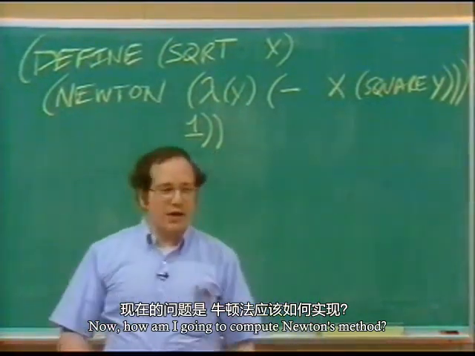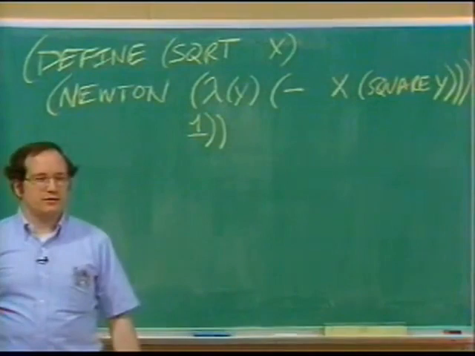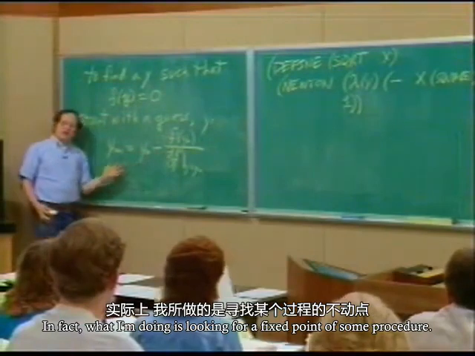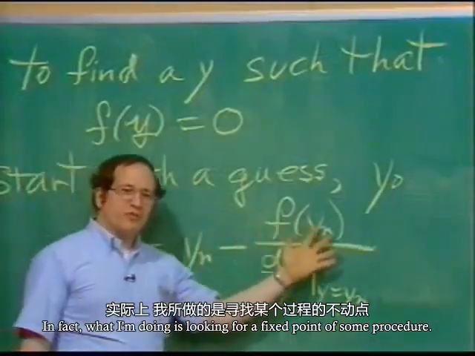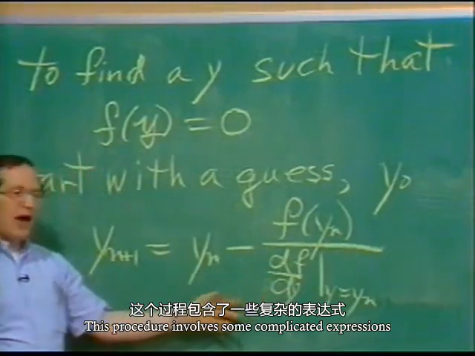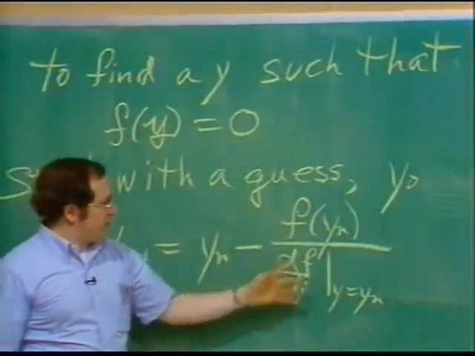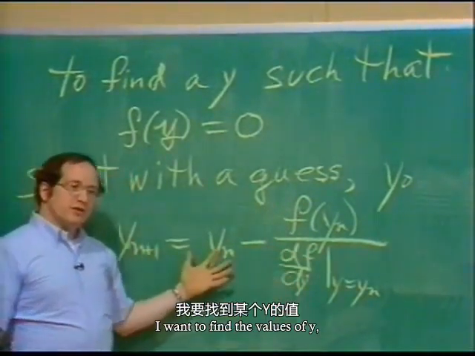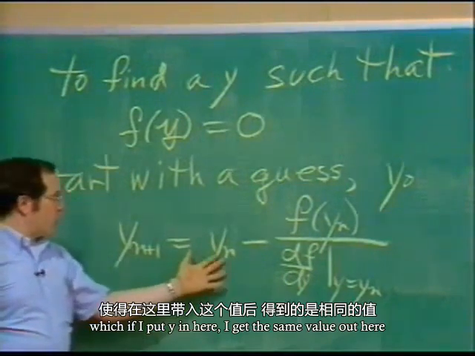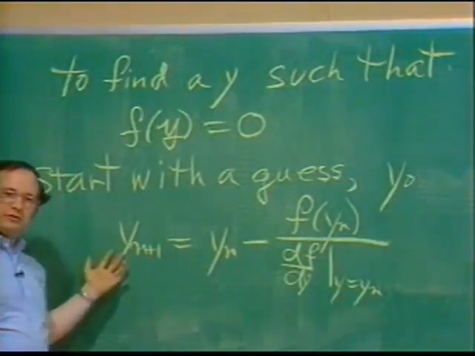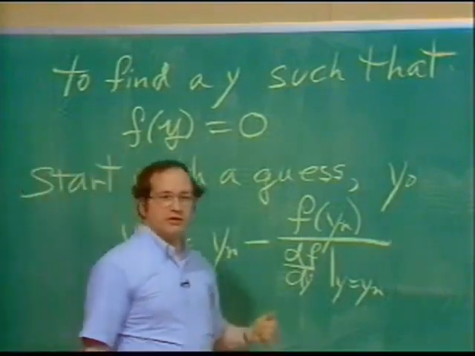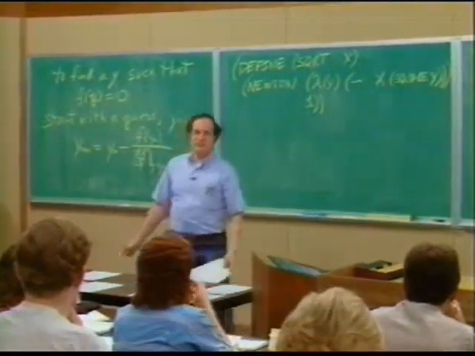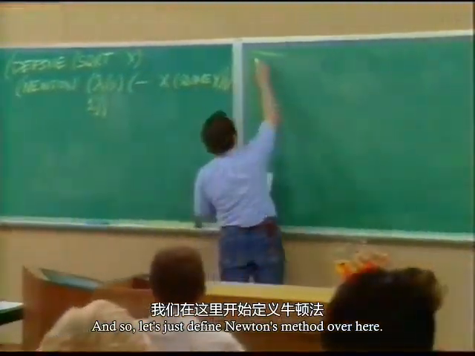Now, how am I going to compute Newton's method? Well, Newton's method, I have it right here. In fact, what I'm doing is looking for a fixed point of some procedure. This procedure involves some complicated expressions in terms of other complicated things. But I'm trying to find the fixed point of this. I want to find the values of y for which if I put y in here, I get the same value out here, up to some degree of accuracy. Well, I already have a fixed point process around to do that. And so let's just define Newton's method over here.